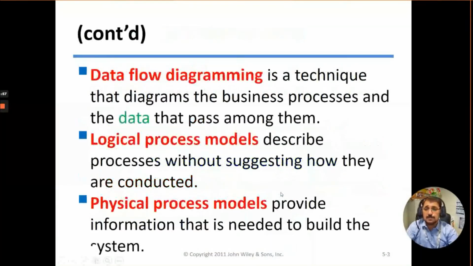So how to do this? Let's go ahead. Data flow diagramming is a technique that diagrams the business process. And note the point, I highlighted the word data.